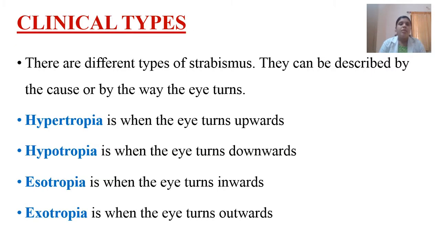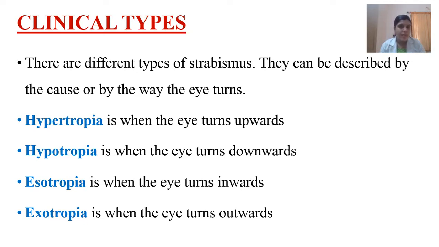Coming to the clinical types, there are various clinical types, and these are described by the cause and the way the eyes are turned. The first one is hypertropia, where the eyes are turning upward, either one eye or both eyes. The next one is hypotropia, where the eyes will be turned downward. Esotropia is when the eyes are turning inward, and exotropia means the eyes will be turning outward.